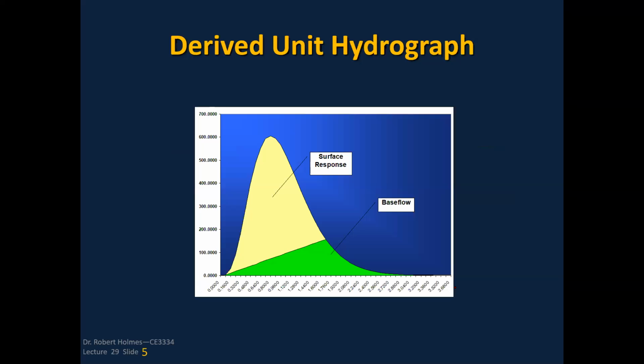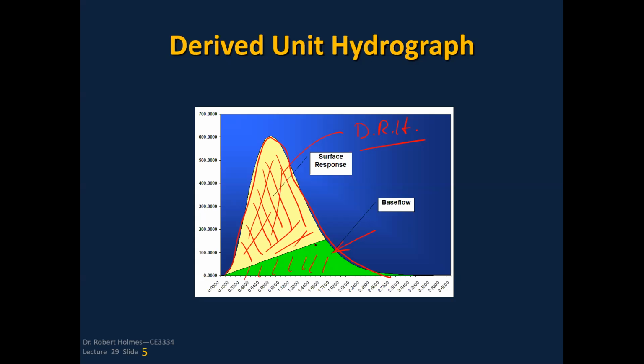Now, if we look at this derived unit hydrograph, we have an actual hydrograph that we then have to separate the base flow from. Again, base flow is not from the runoff process, but from the groundwater flow. The excess precipitation is causing the direct runoff hydrograph, the DRH. You've heard me refer to it as that.